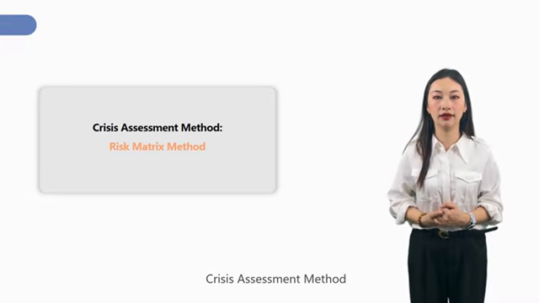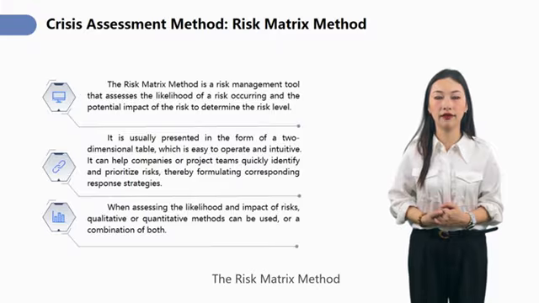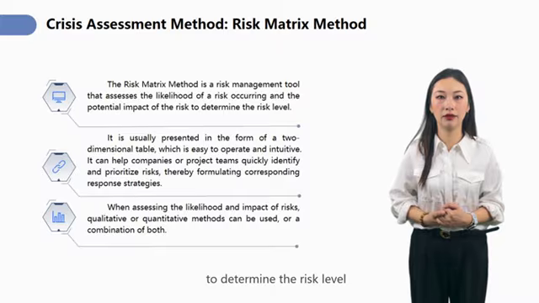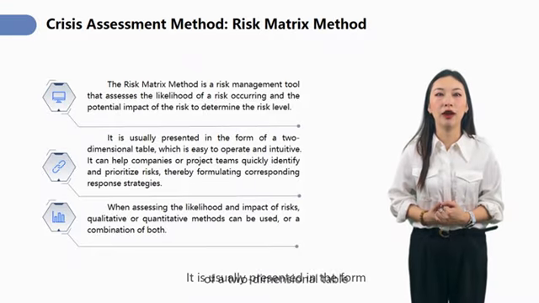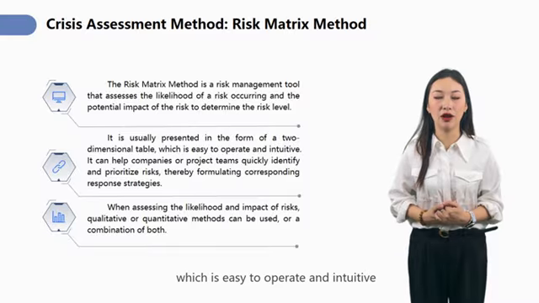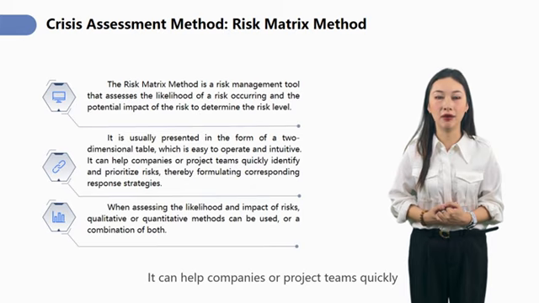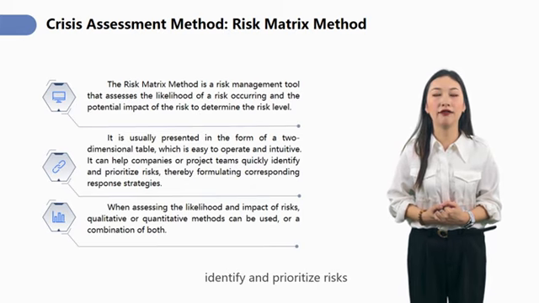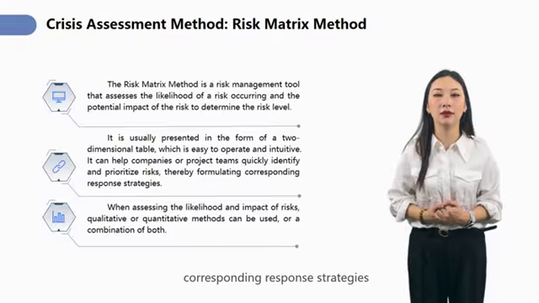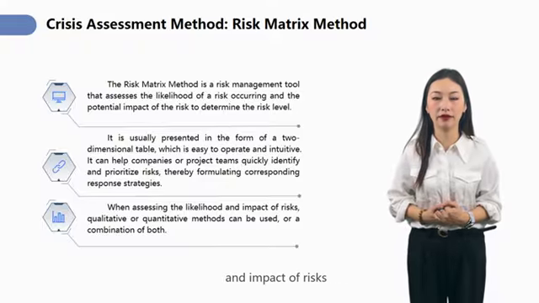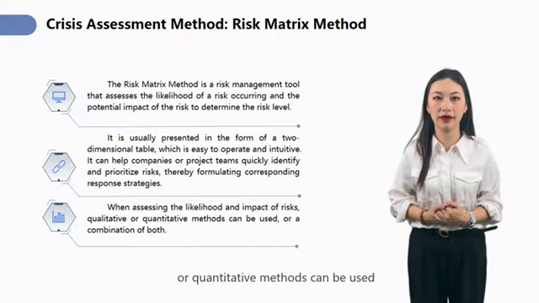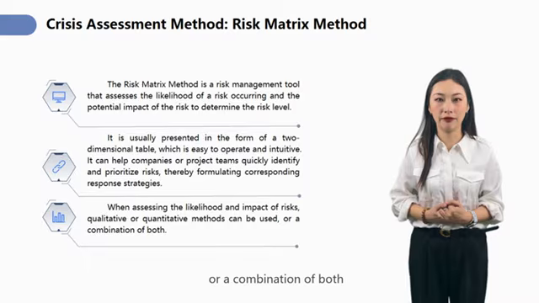Crisis assessment method. Here, we will introduce the risk matrix method. The risk matrix method is a risk management tool that assesses the likelihood of a risk occurring and the potential impact of the risk to determine the risk level. It is usually presented in the form of a two-dimensional table, which is easy to operate and intuitive. It can help companies or project teams quickly identify and prioritize risks, thereby formulating corresponding response strategies. When assessing the likelihood and impact of risks, qualitative or quantitative methods can be used, or a combination of both.